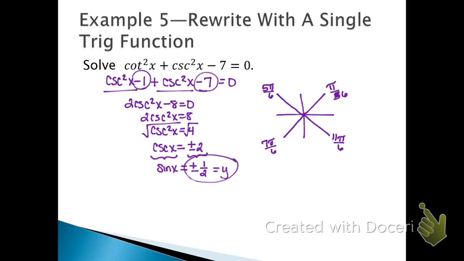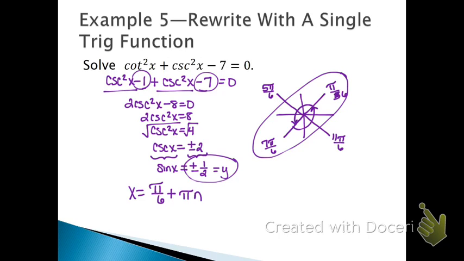Now, this one didn't have me restricted. It didn't say from 0 to 2 pi, did it? So this is where we put the plus 2 pi in. But what do you notice about pi over 6 and 7 pi over 6? They're straight across. They're how far from each other? Pi. So we could say our x is equal to pi over 6 plus pi n, since the one directly across from it is included.